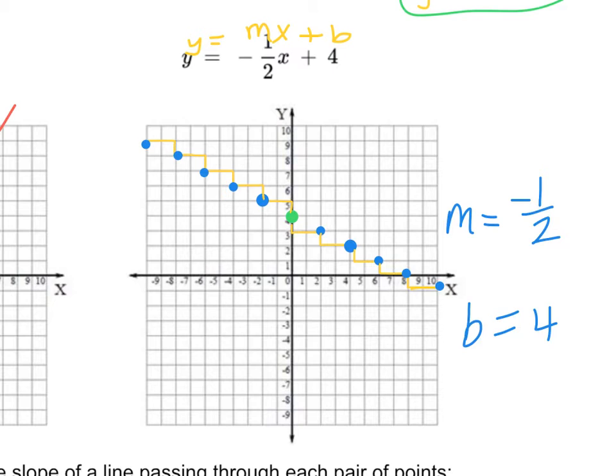I'm going to redo that. Okay, so then double check. Is our slope -1/2, and did we begin at the intercept of 4?